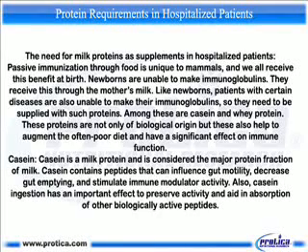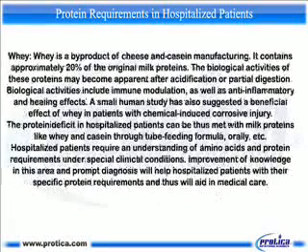Casein is a milk protein and is considered the major protein fraction of milk. Casein contains peptides that can influence gut motility, decrease gut emptying, and stimulate immune modulator activity. Also, casein ingestion has an important effect to preserve activity and aid in absorption of other biologically active peptides. Whey. Whey is a byproduct of cheese and casein manufacturing. It contains approximately 20% of the original milk proteins.